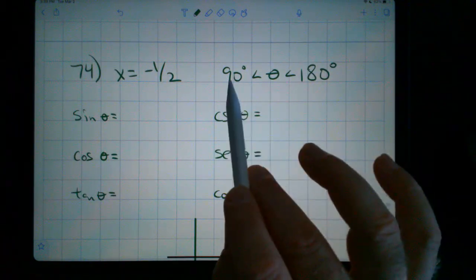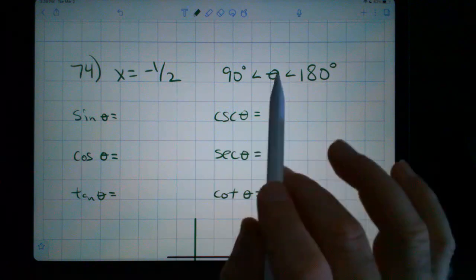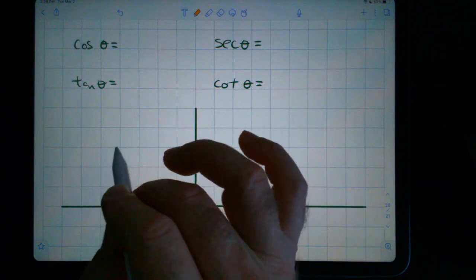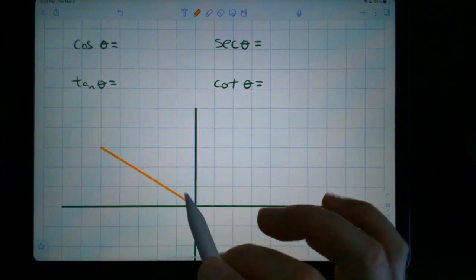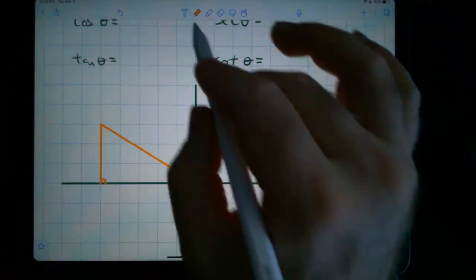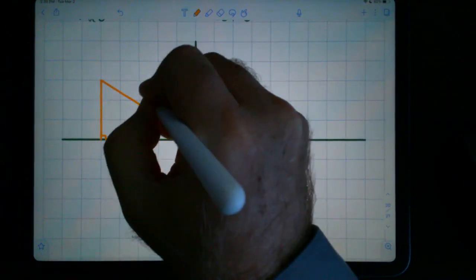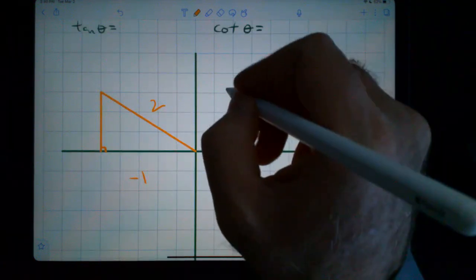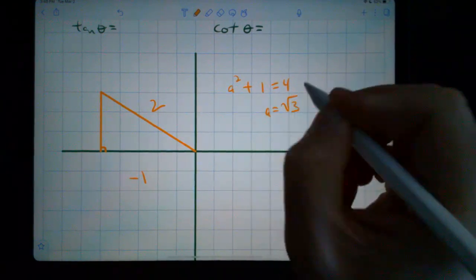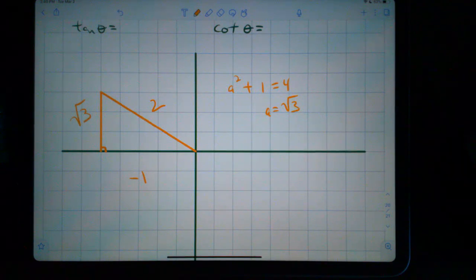Theta is bigger than 90, less than 180. This is going to be in quadrant 2, and x is negative in quadrant 2. So x is negative 1/2. This value, let's use the Pythagorean theorem. Well, that's a familiar looking number.